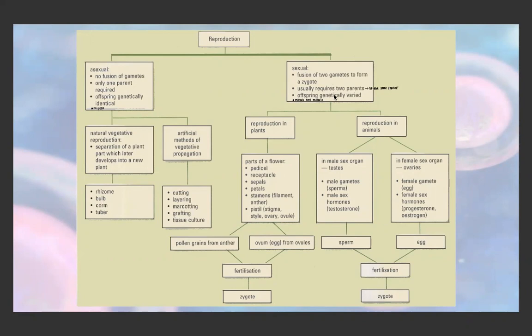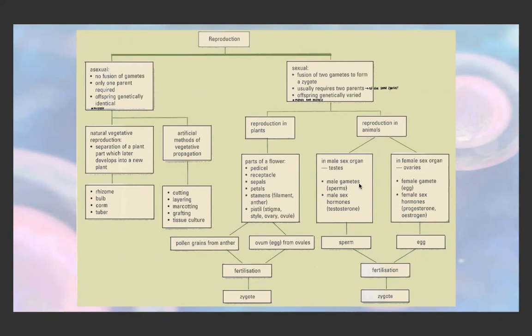For sexual reproduction, this is when two gametes fuse to form a zygote. Usually it requires two parents, and it's very important to note that these parents must be of the same species. Offspring is genetically unique, and this involves mitosis and meiosis. We can do sexual reproduction in plants with different parts of the flower, the gametes of the flower being found in the pollen grains from the anther or in the ovum from the ovules. Then fertilization occurs and it forms a zygote.